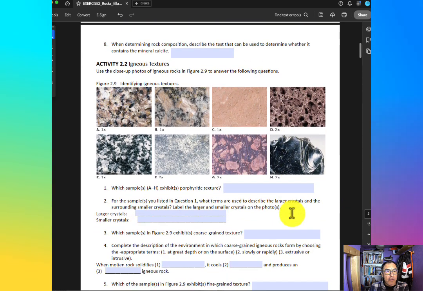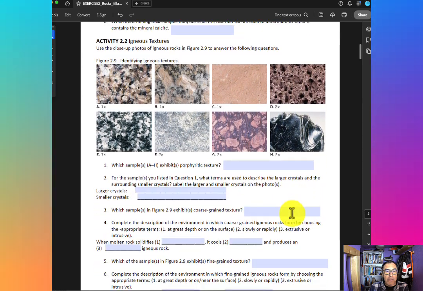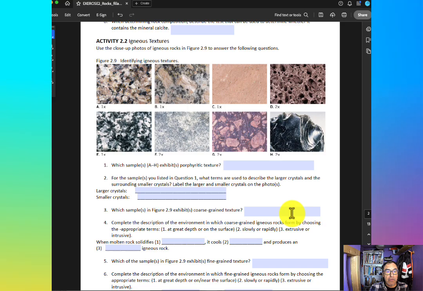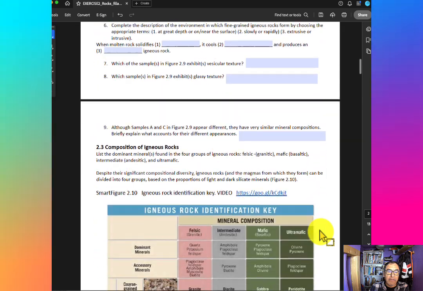Then for activity 2.2 here, we're dealing with igneous rock textures. Remember that igneous rocks are based on two characteristics: texture, basically the grain size, what the rock looks like, and composition, which is the chemistry. So this first part deals with texture. Remember that I give you three fundamental textures: phaneritic, aphanitic, and porphyritic, right? Then we have special textures like volcanic, vesicular, or glassy.